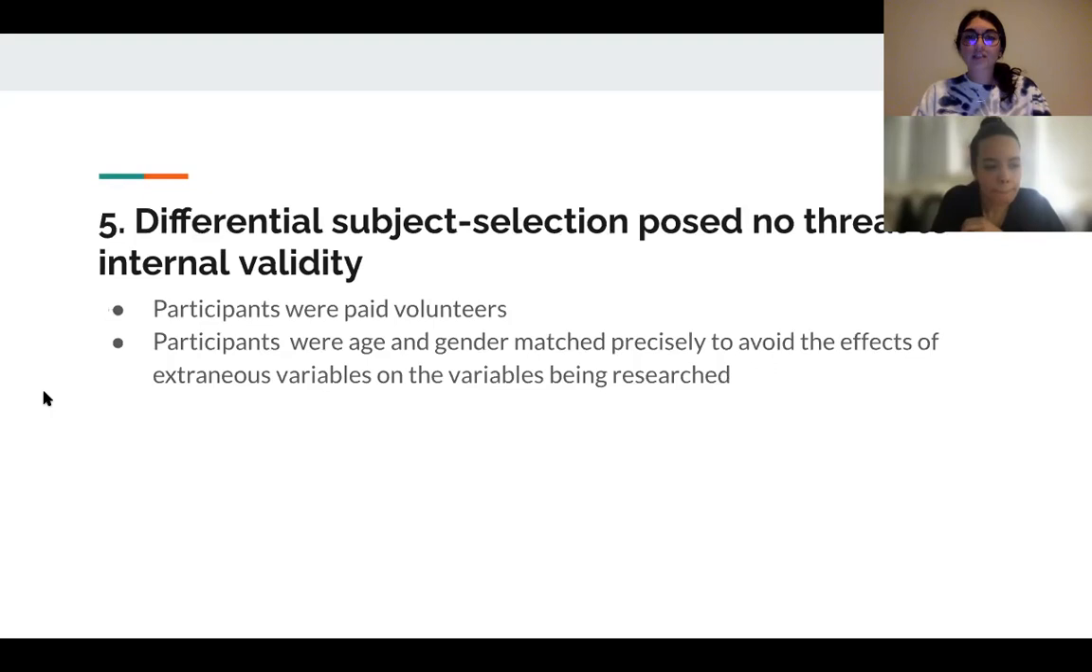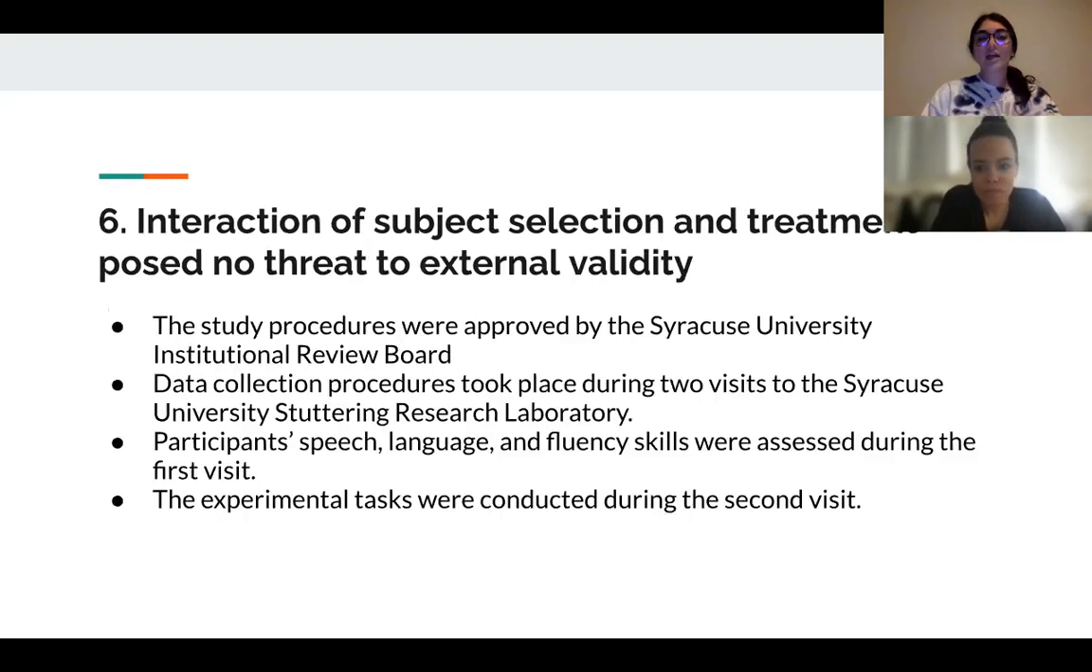Differential subject selection posed no threat to internal validity. These participants were all paid volunteers, and they were age and gender matched, precisely to avoid any effects of extraneous variables on the variables being researched. And interaction of subject selection and treatment posed no threat to external validity. The study procedures were approved by the Syracuse University Institutional Review Board.